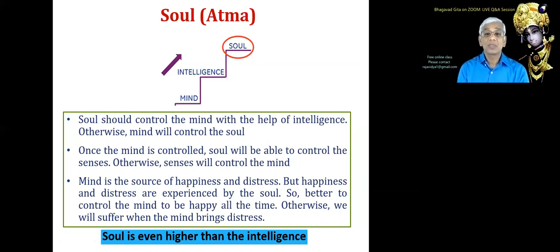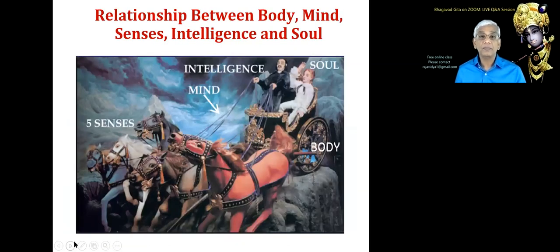The mind is the source of both happiness and distress. So it's better to control the mind to be happy all the time. Otherwise, we will suffer when the mind brings distress. This one slide explains all the previous slides which I have explained. Just one slide as a summary, it explains everything very clearly.